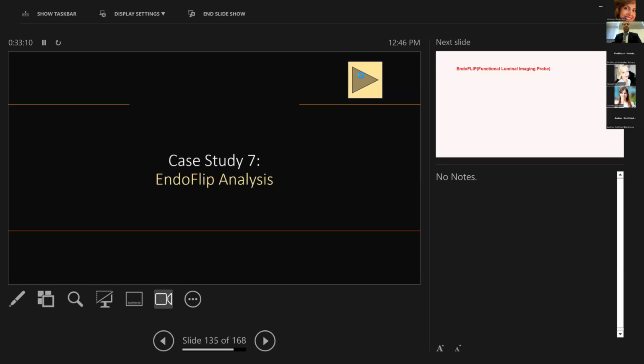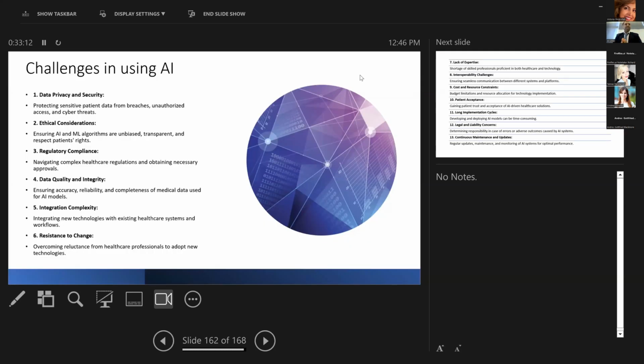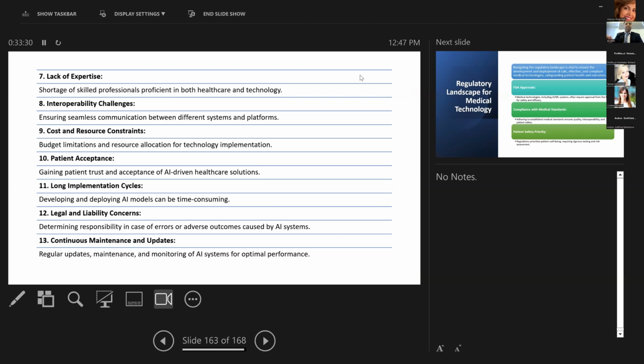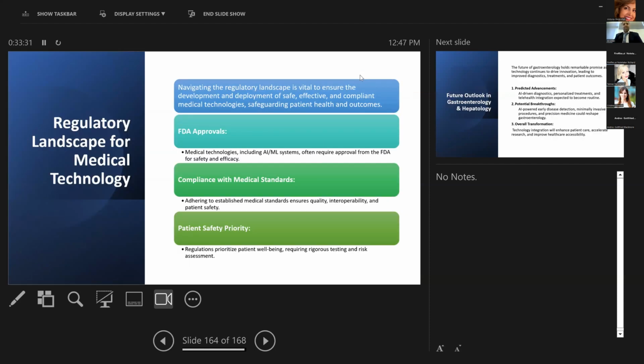I'm not going to discuss that further. I just want to cover the challenges in using AI. While everything looks very exciting, there are still challenges, and one is data privacy and security. There are ethical considerations, regulatory compliance, data quality and integrity, resistance to change, and many other concerns. In the regulatory landscape, you have to deal with FDA approvals, compliance with medical standards, and patient safety is also a priority.